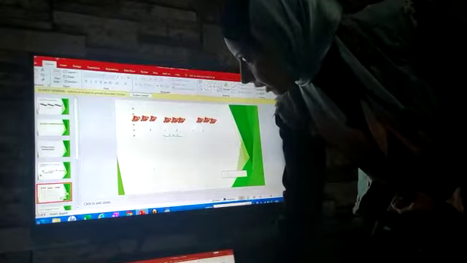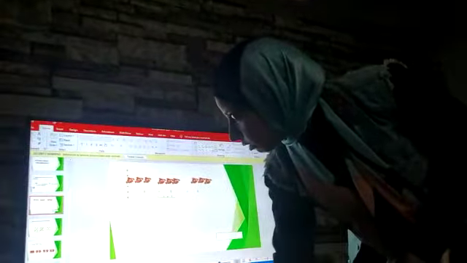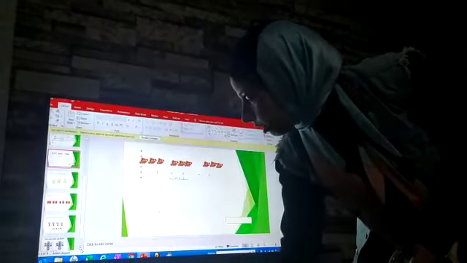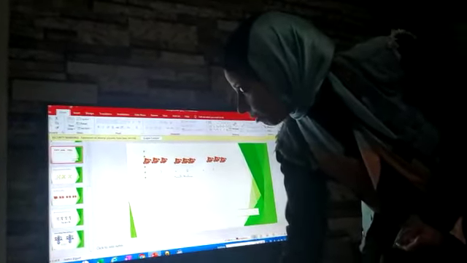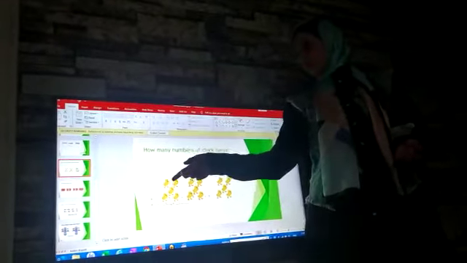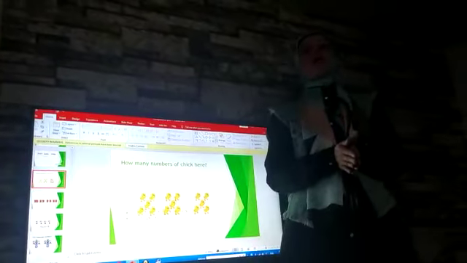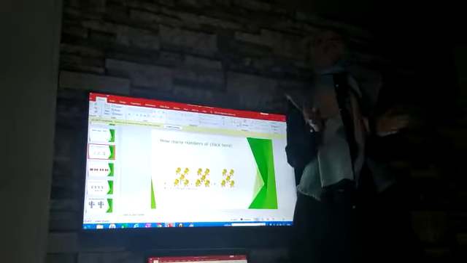Another exercise. Let's count how many ducks are here. We have small ducks. Let's count how many ducks in each group. Here we have 1, 2, 3, 4, 5. We have 5. And here we have 1, 2, 3, 4, 5. So I will write 5. And here 1, 2, 3, 4, 5. Let's count them together. So I will write 5 plus 5 plus 5.